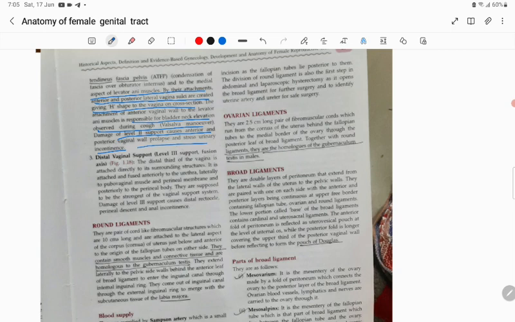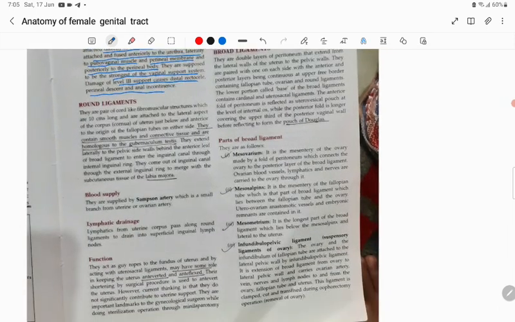The distal vaginal support, the fusion axis, is level 3. The distal third of the vagina is attached directly to the surrounding structures. It is attached and fused anteriorly to the urethra, laterally to the pubovaginal muscles and perineal membranes, and posteriorly to the perineal body. They are supposed to be the strongest vaginal support system. Damage to level 3 support causes distal rectocele, perineal descent, and anal incontinence.